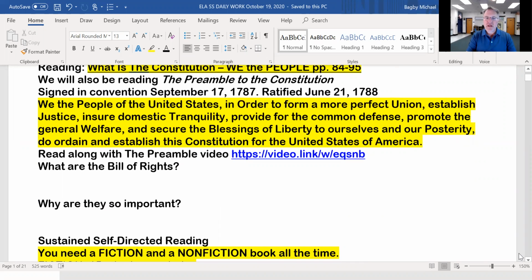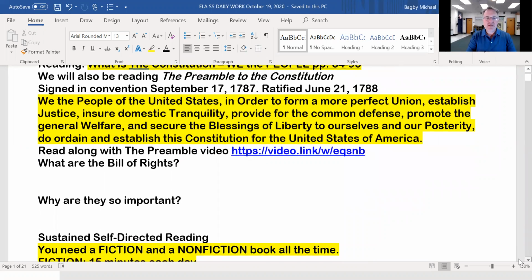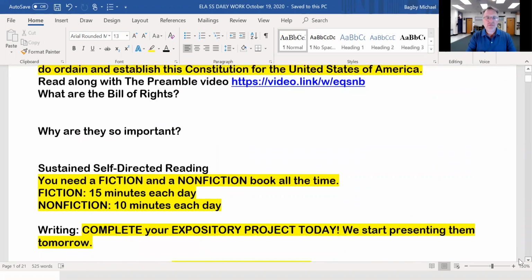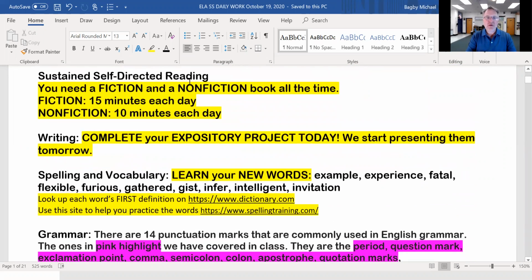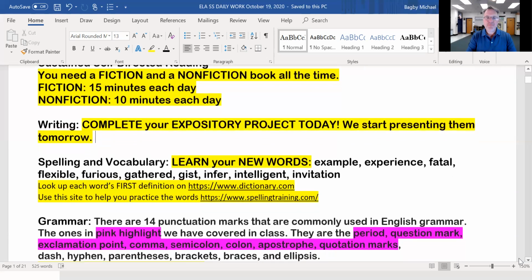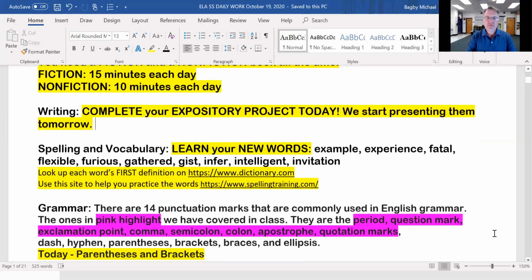There are two questions in today's reading. What are the Bill of Rights and why are they so important? Keep reading your nonfiction and fiction books. Should be reading each day. And we will be completing the expository project today, and we start presenting them tomorrow.